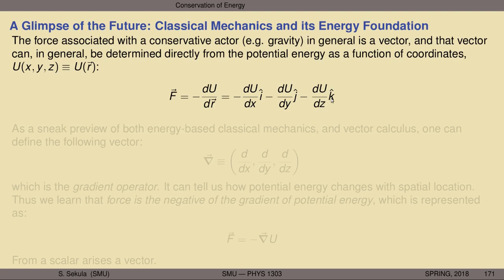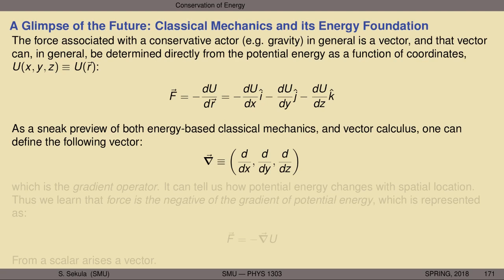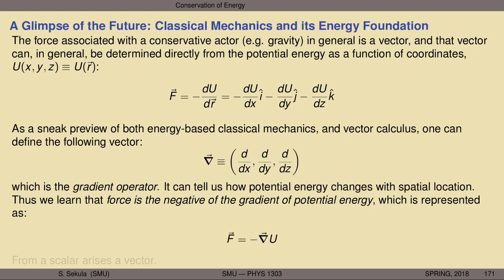Now, as a sneak preview of both energy-based classical mechanics, but also teasing third semester calculus, if you haven't had it yet, so-called vector calculus, one can define the following vector. This symbol here is known as the nabla. It takes its name from the harp, after which it is similarly shaped, which is a bit triangular in shape. So this quantity here, nabla with a vector hat over it, is defined as the x, y, and z components of this above differential operation. So d with respect to x, d with respect to y, and d with respect to z. This is known as the gradient operator. It tells you in three dimensions how something changes in space. So for instance, it can tell us how potential energy changes with spatial location.